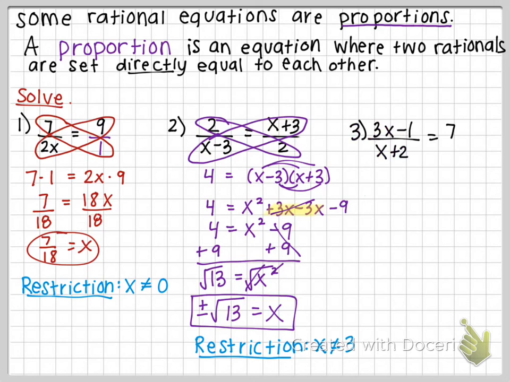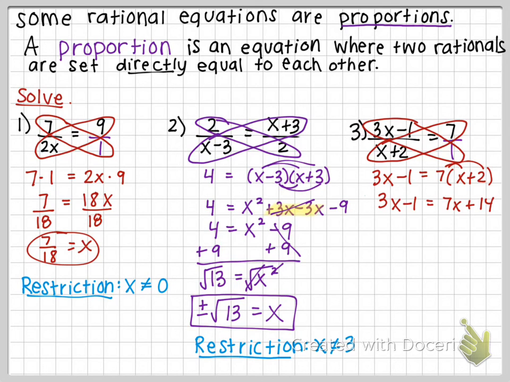Last example. Again, we can put that 7 over 1 to make it a fraction. We have a rational expression that equals 7 over 1 over here, so this is called a proportion, and we can multiply across. So 1 times 3x minus 1, and then 7 times x plus 2. Now let's distribute that 7. So we have 3x minus 1 equals 7x plus 14.